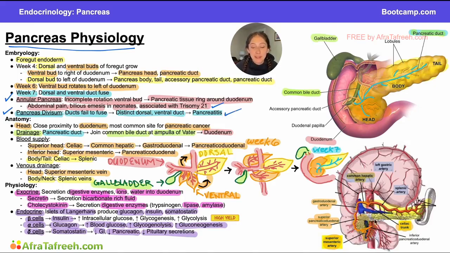In terms of the anatomy, remember that the head of our pancreas is supplied by the celiac trunk and the SMA, whereas the tail of our pancreas is supplied by the splenic artery, another branch of the celiac trunk. And then remember, for the physiology of our pancreas, we have an exocrine function as well as an endocrine function, where we have our beta cells making insulin, alpha cells making glucagon, and delta cells making somatostatin. Okay, but how do they ask you about this on a board-style question?